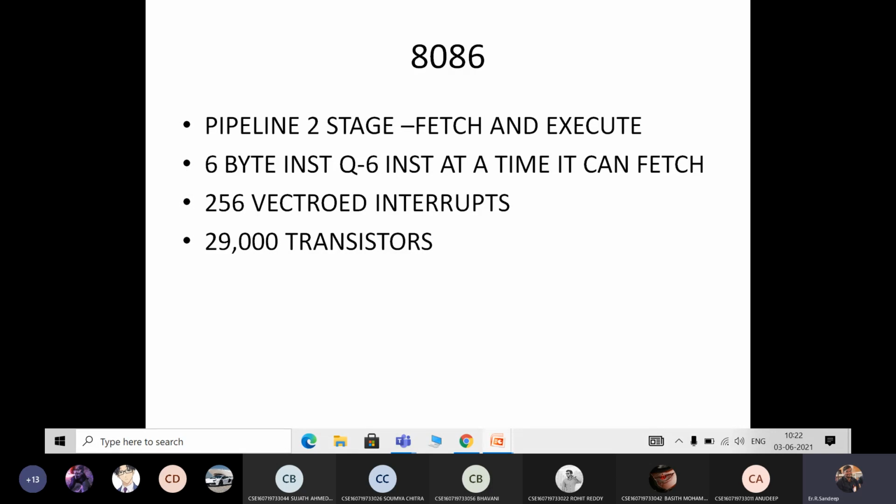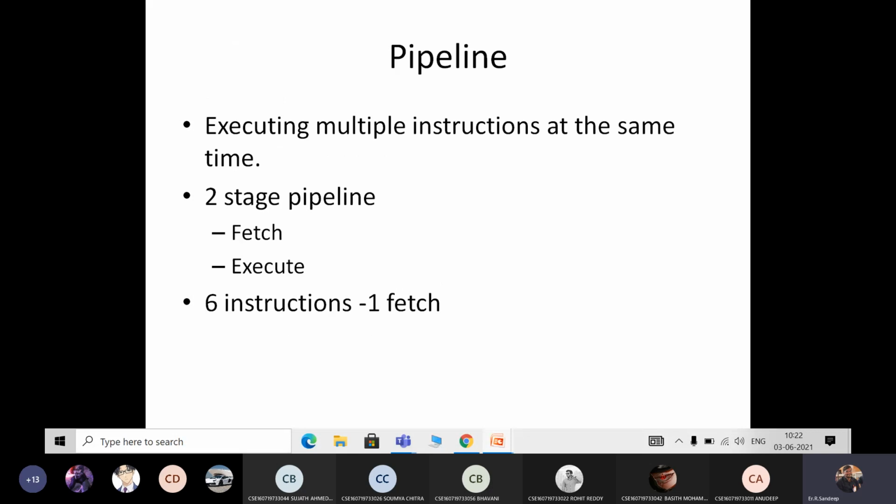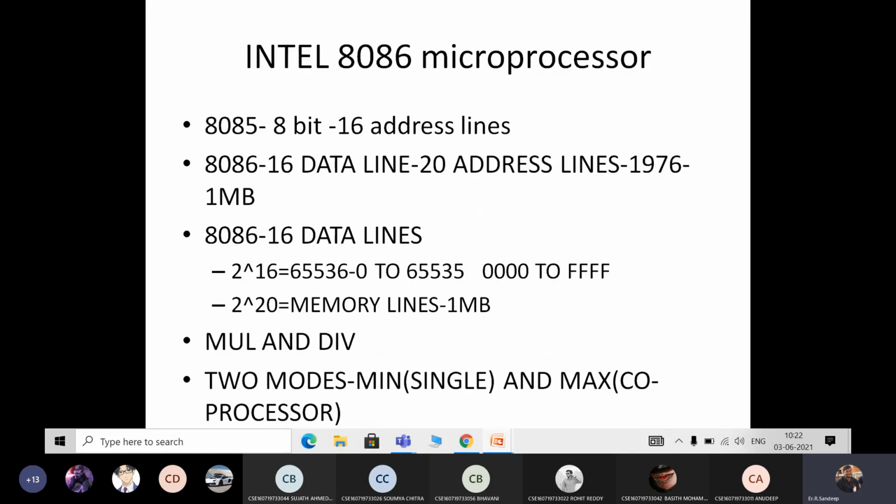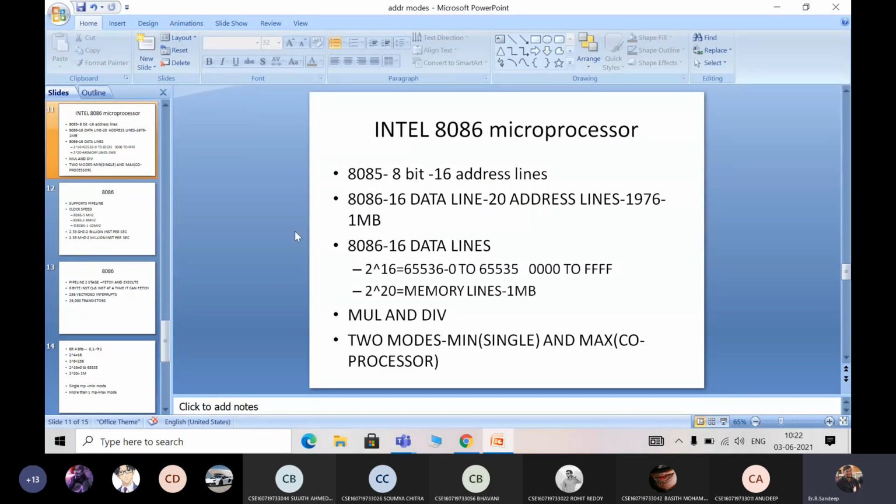I told you about this pipeline, and it is capable of fetching 6-byte instructions at a time. Why? Because the instruction queue length is 6 bytes. Total 256 vectored interrupts are there, and 29,000 transistors are used for making this chip, the 8086 microprocessor. So these are the important features of 8086 microprocessor.